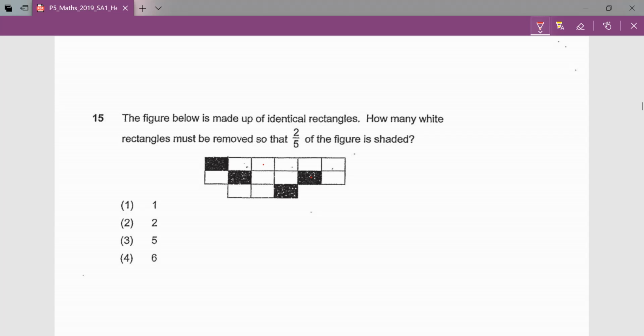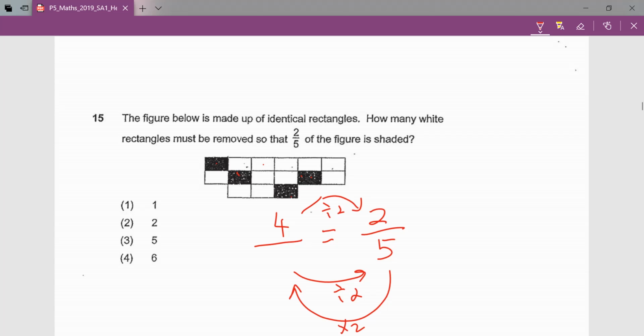The figure below is made out of identical rectangles. How many white rectangles must be removed so that 2 out of 5 of the figure is shaded? So you have how many shaded here? 1, 2, 3, 4. 4, okay, out of something will give you 2 out of 5 that is shaded. 4 become 2, I divide by 2. So this one also must divide by 2, which means if I reverse it, 5 times 2 will give me 10. So 4 out of 10.